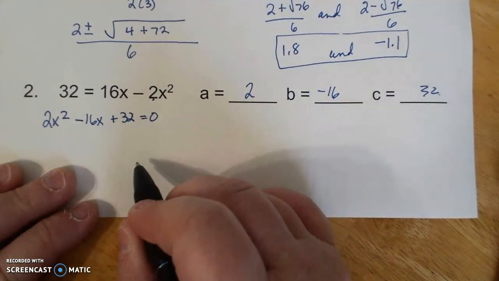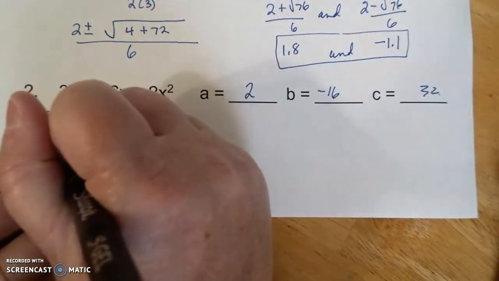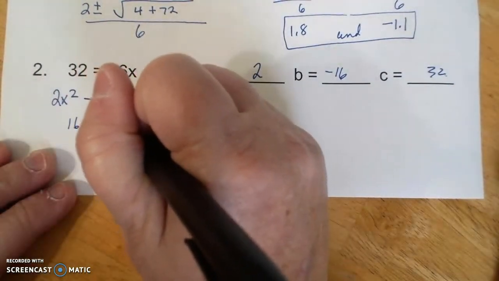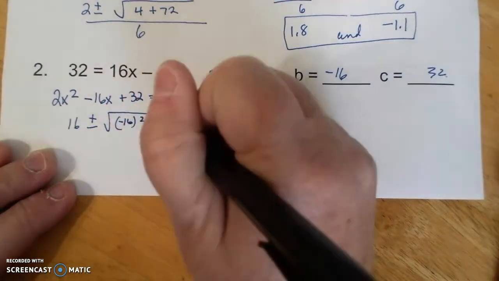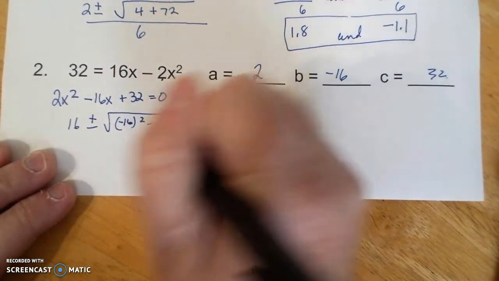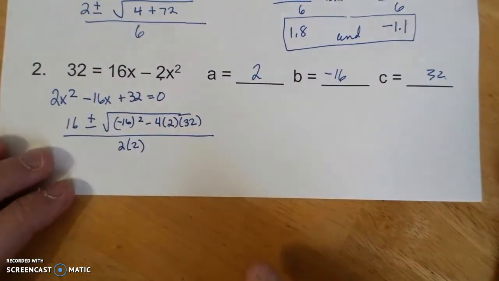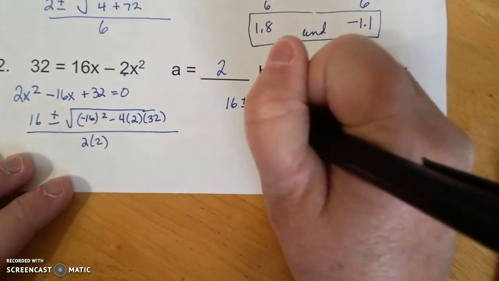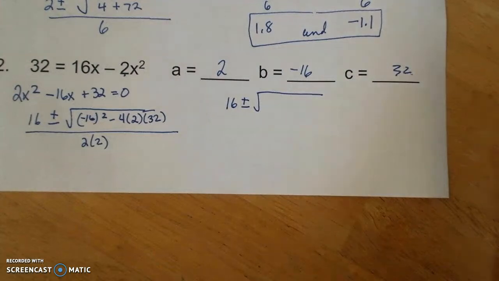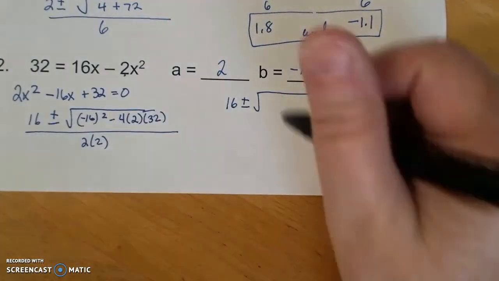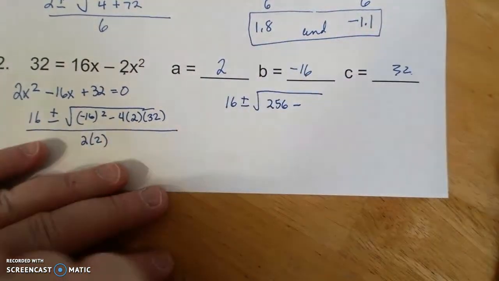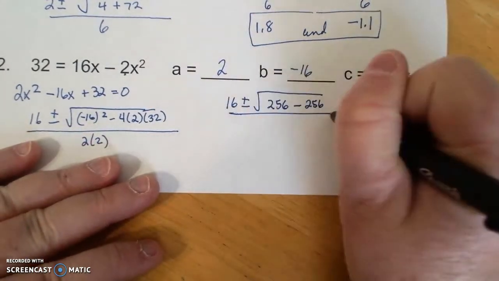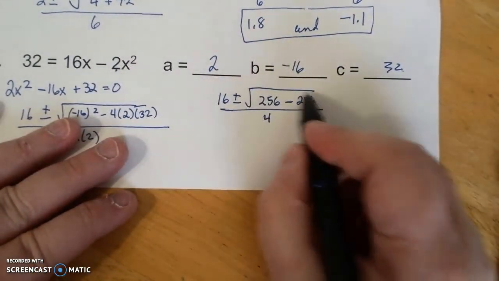I am going to do opposite of b, 16 plus or minus the square root of negative 16 squared minus 4 times 2 times 32, all over 2 times 2, which is 16 plus or minus the square root of 256 minus 256, all over 4. So all of that is 0.